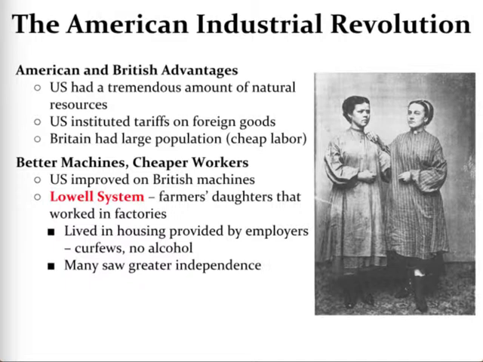Let's look at better machines and cheaper workers. American producers used two other strategies to compete with their British rivals. First, they improved on British technology. Second, they found less expensive workers. American producers more effectively competed with their British rivals by improving British technology.